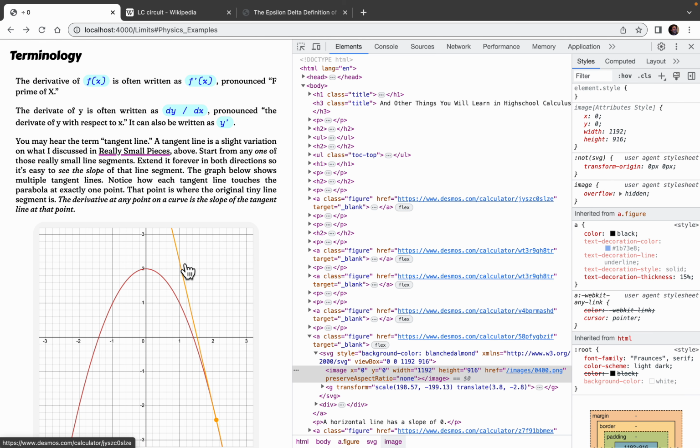Terminology. The derivative of f of x is often written as f prime x, pronounced f prime of x. The derivative of y is often written as dy/dx, pronounced the derivative of y with respect to x. It can also be written as y prime.